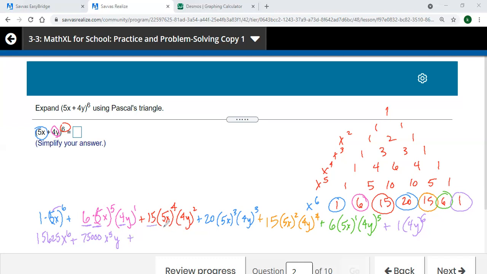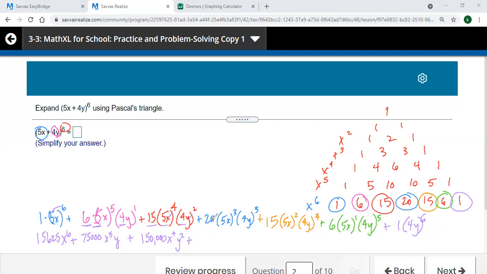Now on this one, we've got to do the 15, 5 to the 4th, 4 to the 2nd. 15 times 5 to the 4th times 4 to the 2nd. 150,000. Are you kidding me? This would be the x to the 4th and the y to the 2nd.